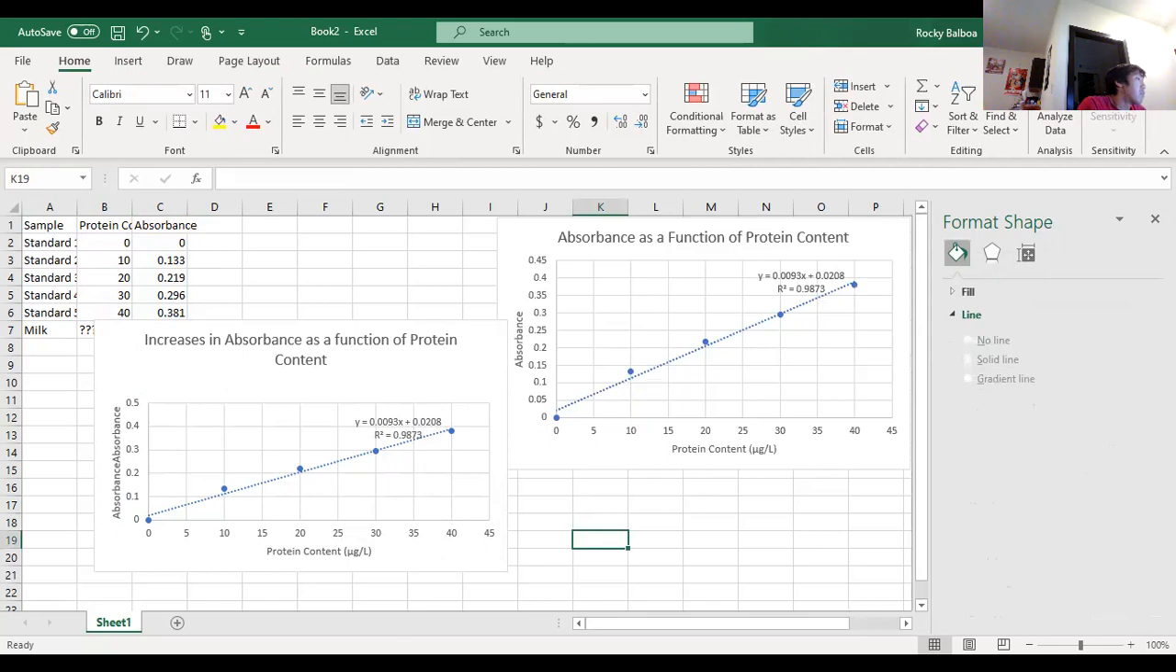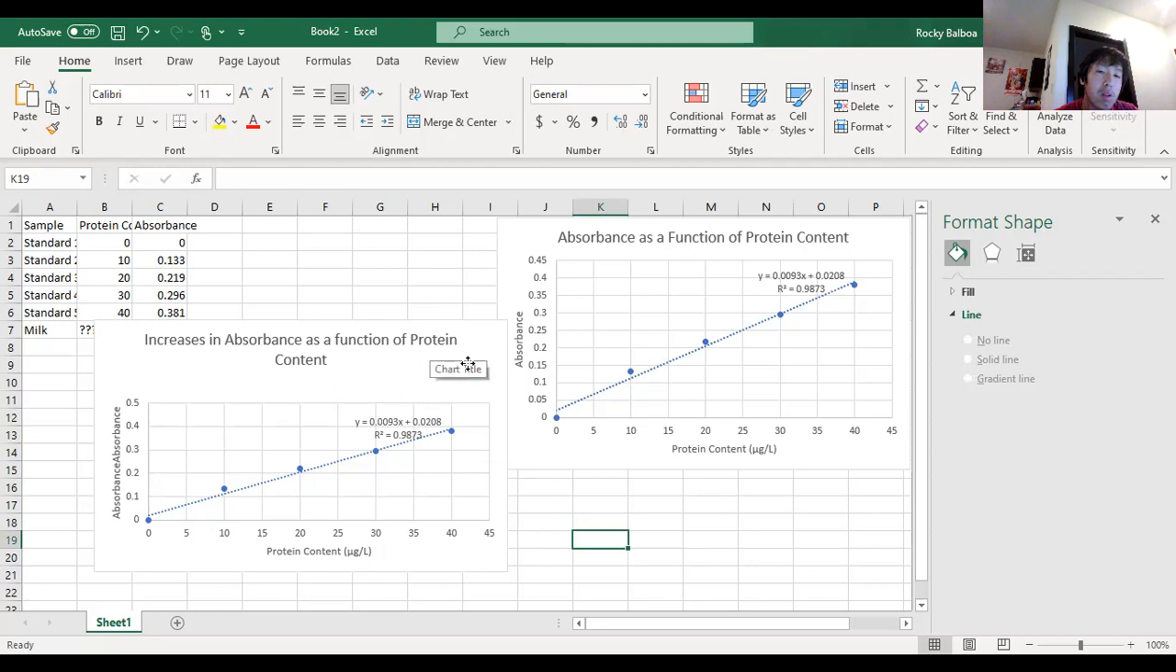Then, according to your linear regression, what is the slope of our calibration curve? That's this little bit right in front of the x. Put 0.0093. Then, what is the y-intercept? We plug 0 in for x. It's just going to be this little plus thing over here, 0.0208.